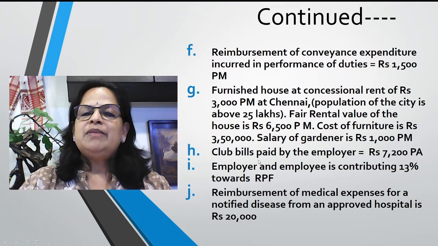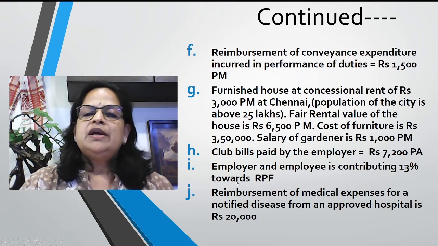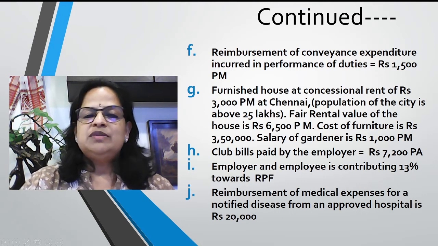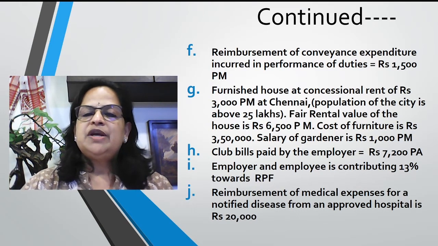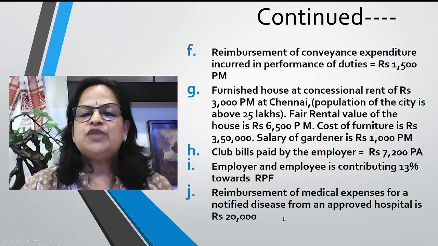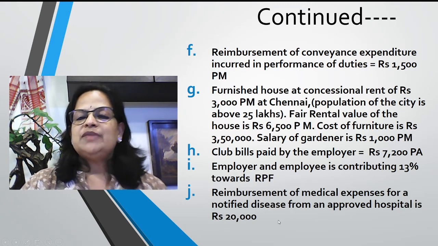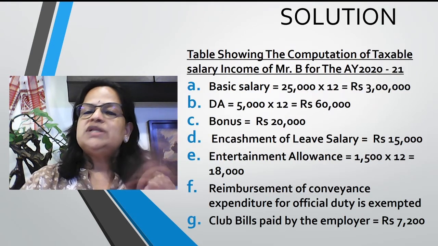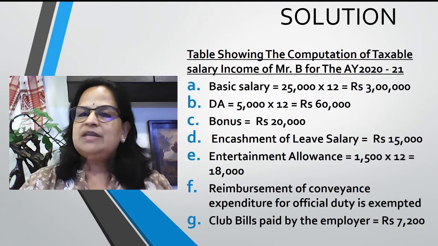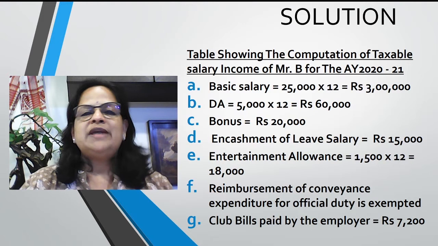Now we have to remember club bills paid by employer, 7,200 per annum. So that is fully taxable. Employer and employee are contributing 13% towards RPF; about 12% will be taxable. Reimbursement of medical expenses for a notified disease from an approved hospital is 25,000. I told you the treatment if it's a private hospital and if it's a notified hospital. Notified hospital will be exempted.